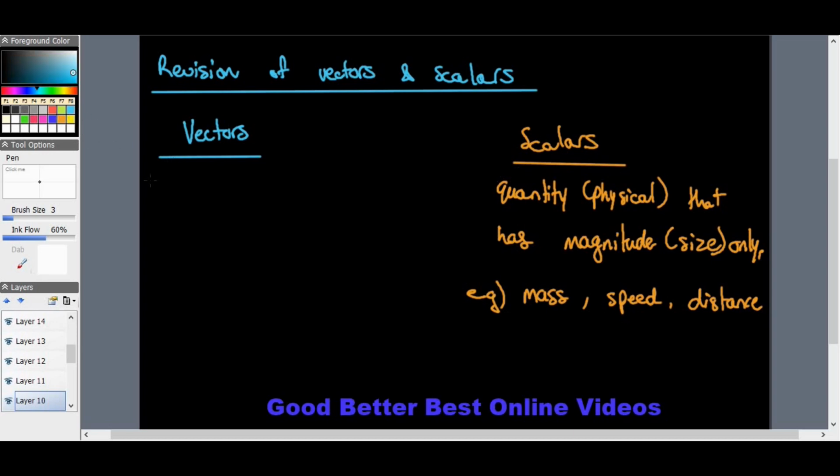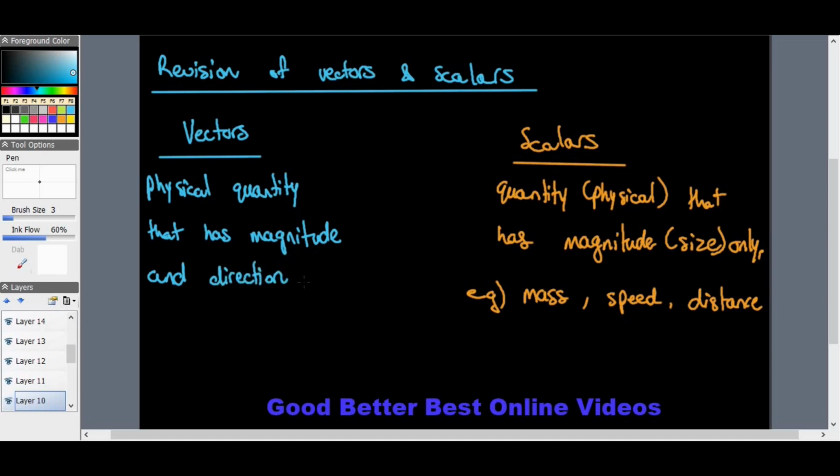We have vector, which is the same thing. It's also a physical quantity, but a physical quantity that has magnitude and direction.